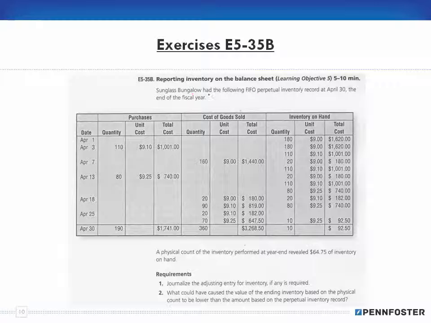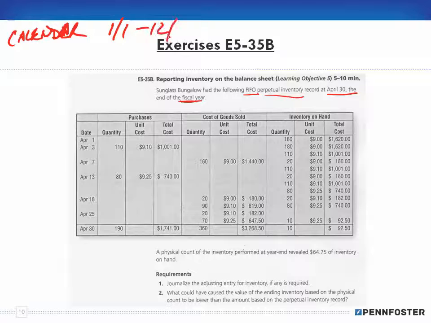Sun Glass Bungalow had the following FIFO perpetual inventory record at April 30th, the end of the fiscal year. Remember, the fiscal year is a date other than the end of the calendar year. If my business is based upon the calendar year, my year goes from 1/1 to 12/31.